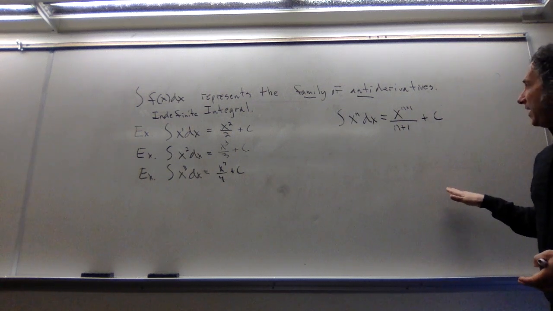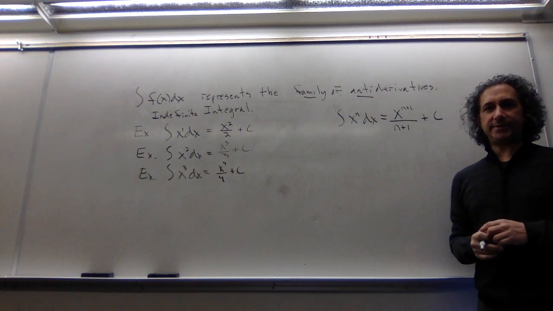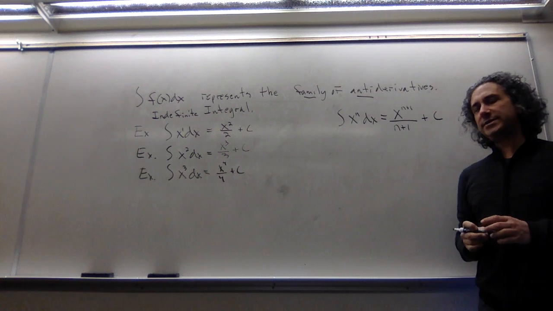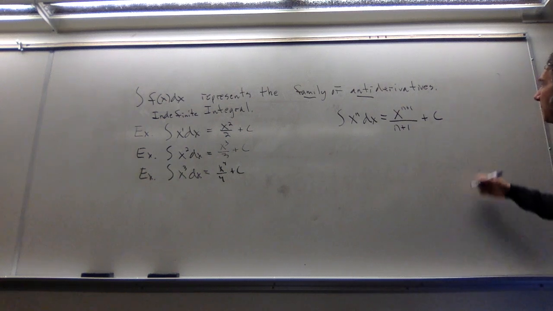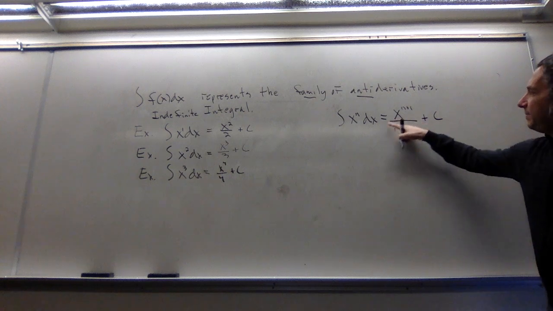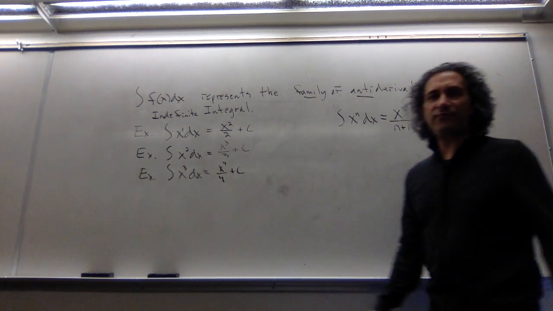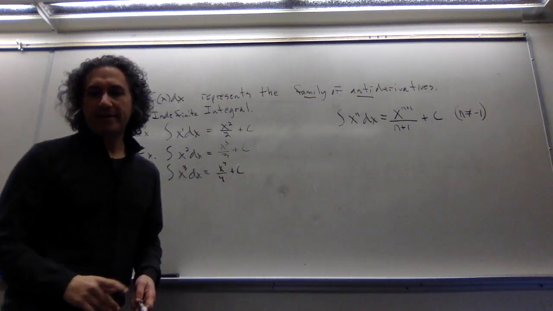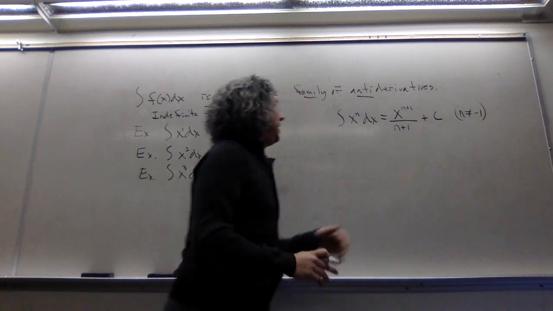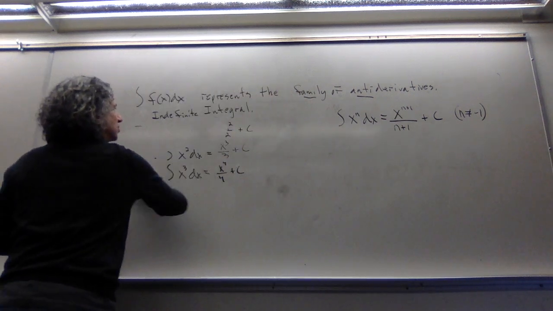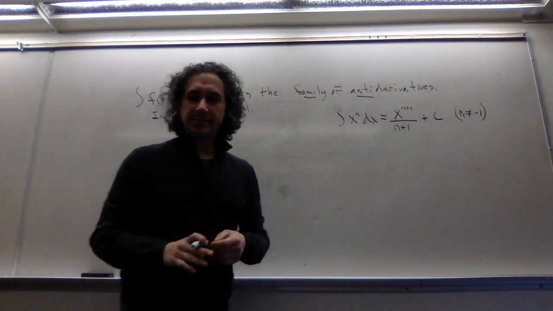And I do have to say one thing. This formula works great except for one particular case. So pause the video and see if you can think of what case. Hopefully you said the problem is that n can't be negative 1. Because if n is negative 1, that formula falls apart. It won't even be defined. So that's the first formula that I want you guys to have in terms of a way to find a family of antiderivatives.